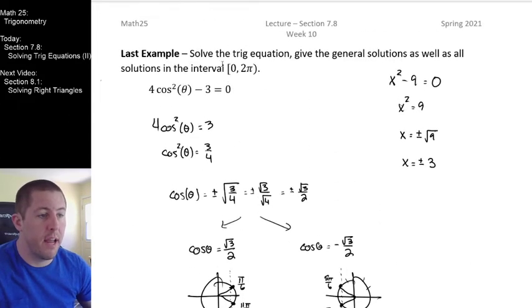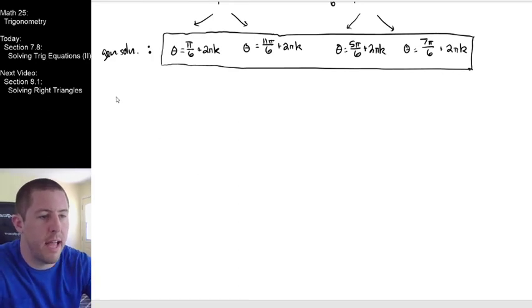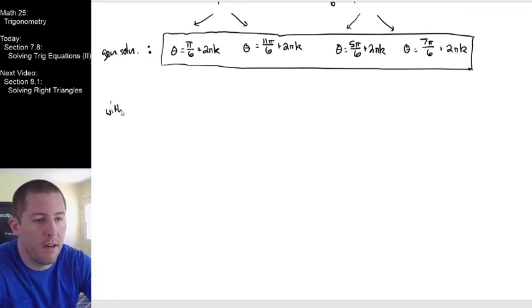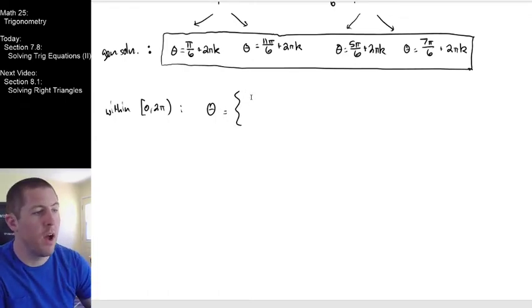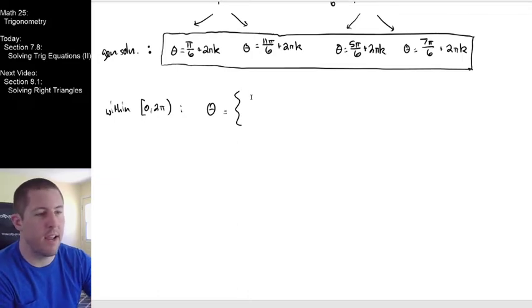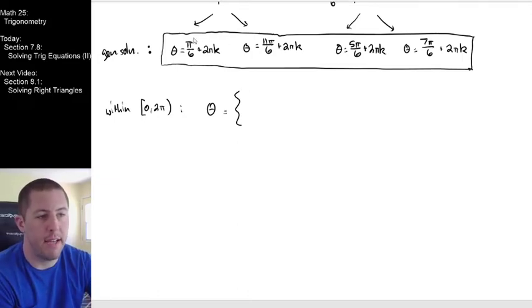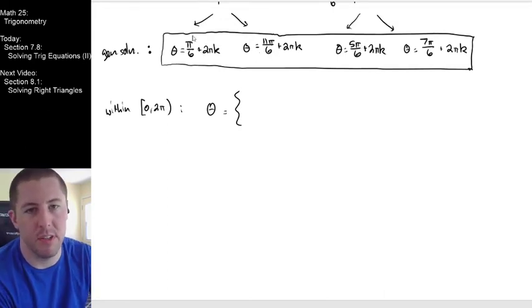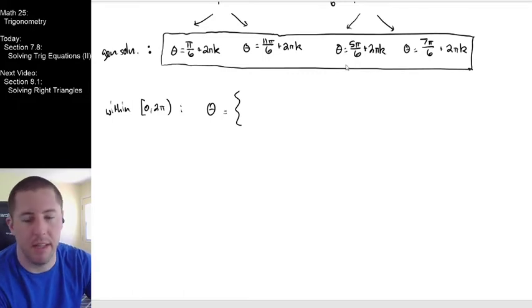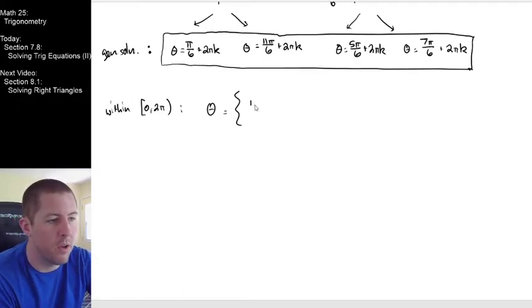As our very last thing for the day, we're also asked to get the solutions within 0 to 2 pi. So let's go ahead and see if we can snag all these here. Within 0 to 2 pi, we're getting theta is equal to, and I'll create my curly braces for my list right here. I'm going to try and go smallest to biggest. The smallest is pi sixths, then 5 pi sixths, then 7 pi sixths, then 11 pi sixths. These aren't ordered smallest to biggest in the general solution, but I typically like to write my particular solutions that way. So it looks like the first ones are all with k equal to 0.